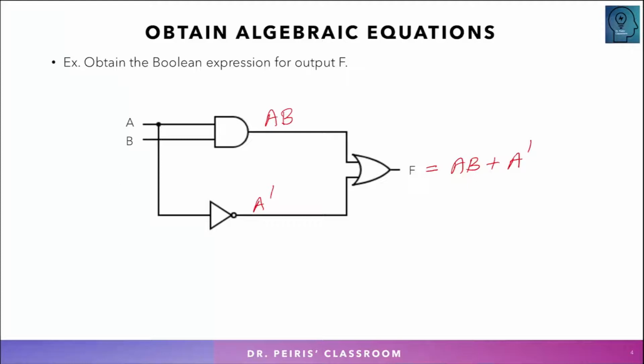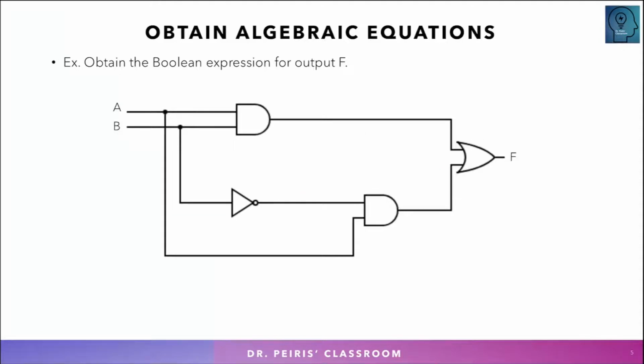Now let's see another one. The same thing that we're going to do: we follow each and every gate and write the output for each gate, and then at the end we will obtain the expression for the output F. Again, first this is an AND gate connected to A and B inputs, so this is going to be AB. Now this is an inverter which is connected to B, so this is B prime.